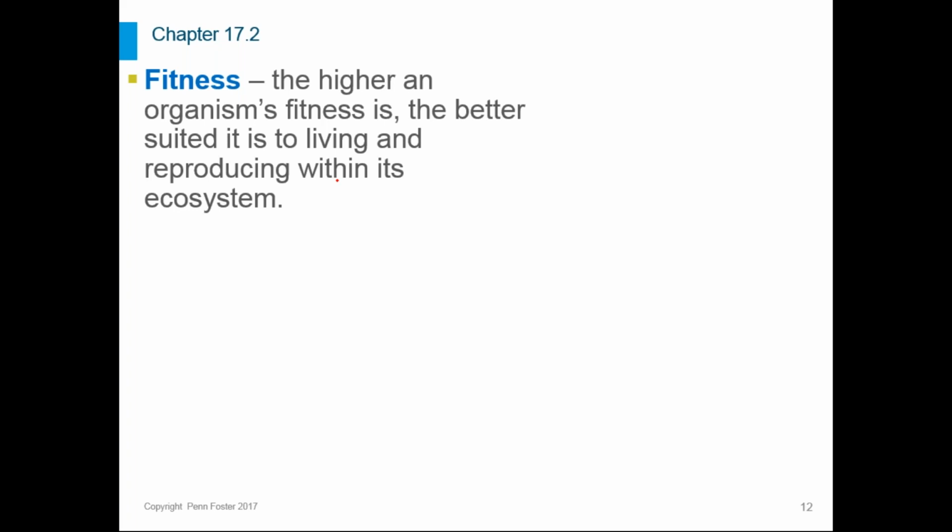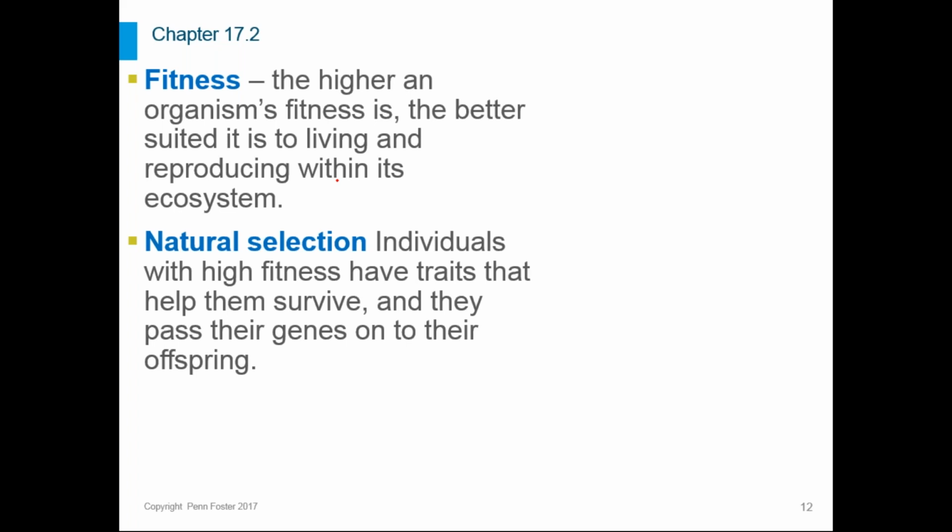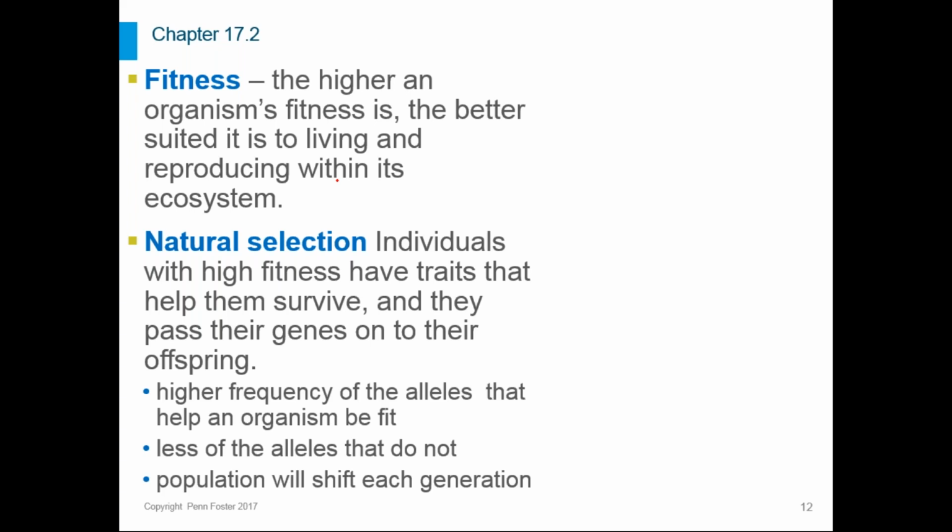In the next generation, the gene pool will contain a higher frequency of the alleles that help the organism be fit, and less of the alleles that do not, and the population will shift more with each generation.